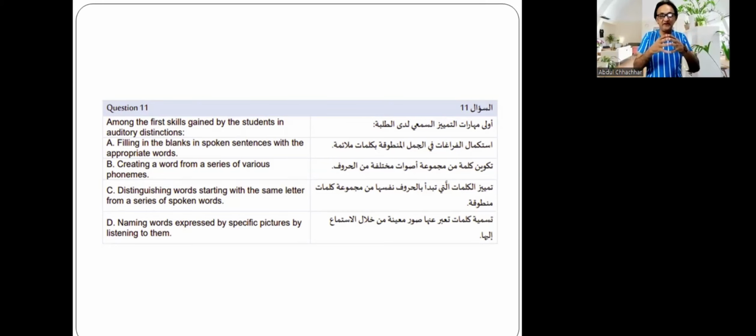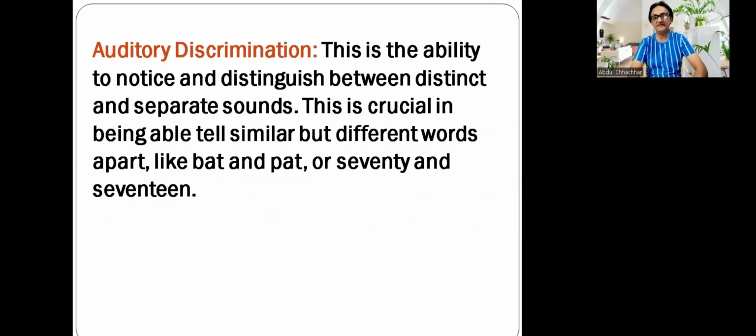So when we are using the same letters with the same pronunciation and the same sounds, I'll give you an example, and that makes sense. So C, distinguishing words starting with the same letter, just like cat, pet. These have the same starting voice and sound, syllables from a series of spoken words. C is the correct answer. This comes under auditory discrimination.